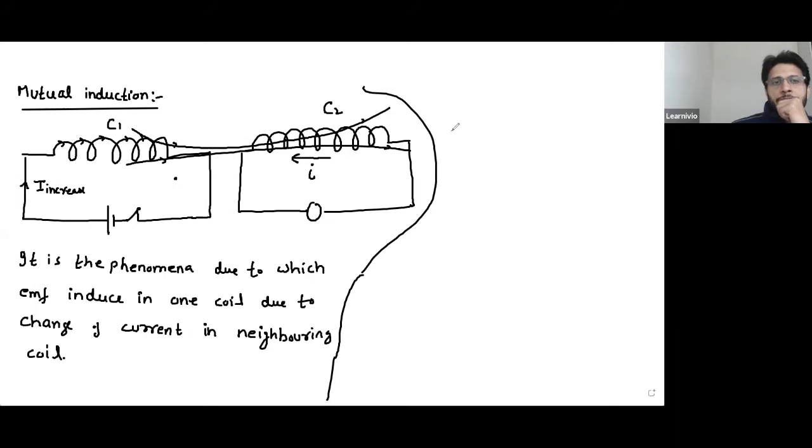Now, the mathematical steps involved are: flux linked with coil 2. If there are more than 2 coils, then we will consider mutual induction in pairs. If you have 3 coils, then you will consider mutual induction in pairs: due to this coil in this coil, due to this coil in this coil. You can't have mutual induction simultaneously for 3 coils. You will take a pair of 2 coils.